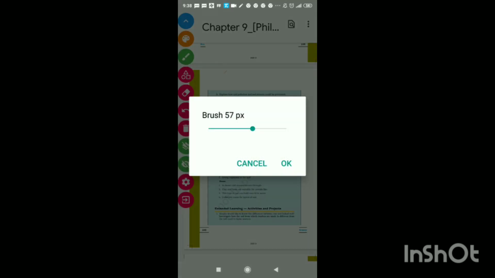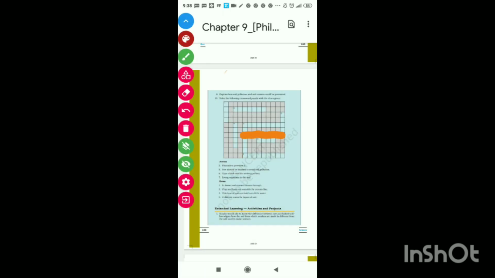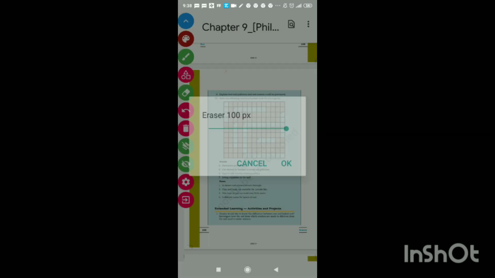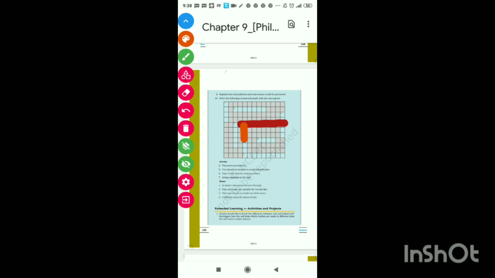This brown one is for across. This brown is for across, and then orange is for down. So now the back exercise is also completed.